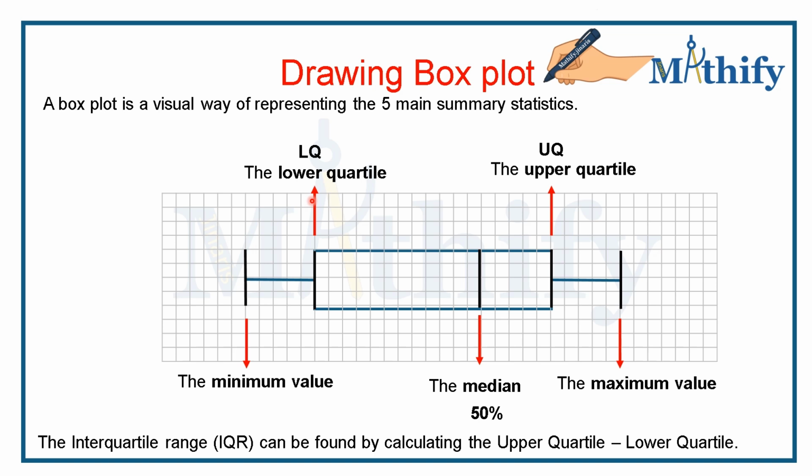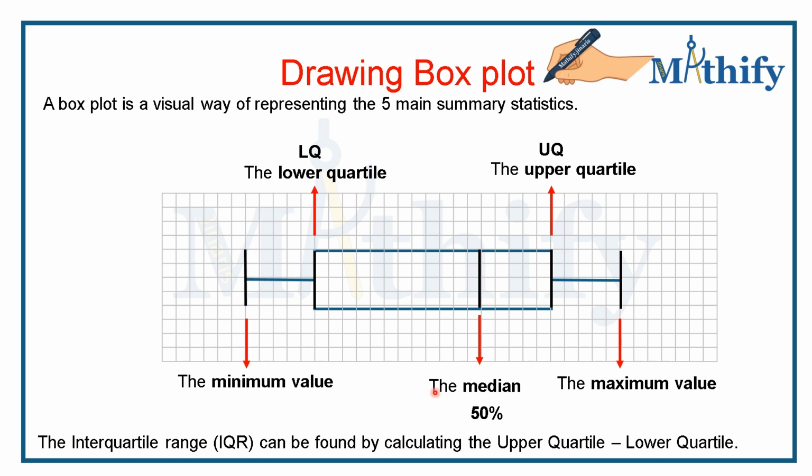I'm coming back for the lower quartile. To work out this quartile, we need to half it from the median. That's also another useful way to work it out. And lastly, we have the maximum value. This is the maximum number in the data.